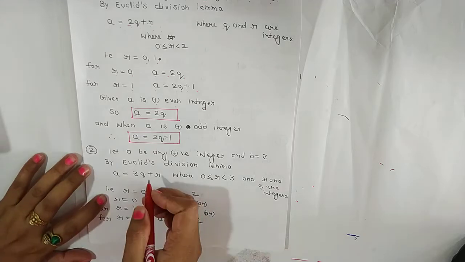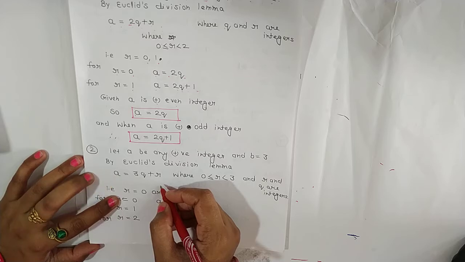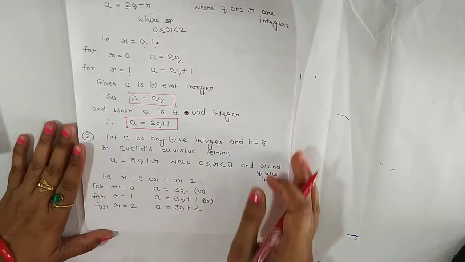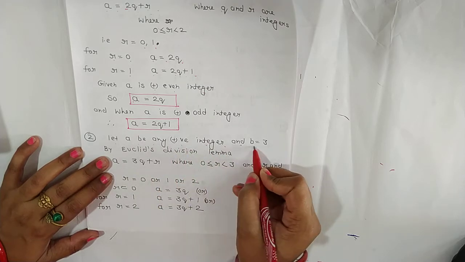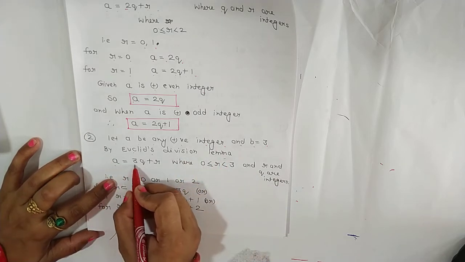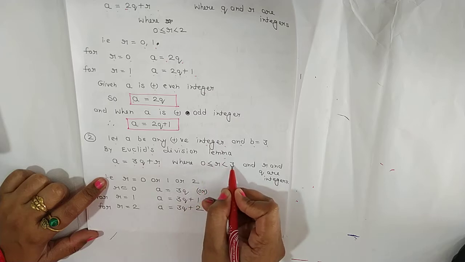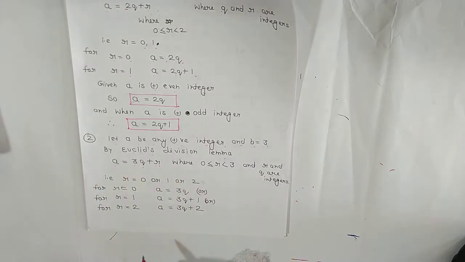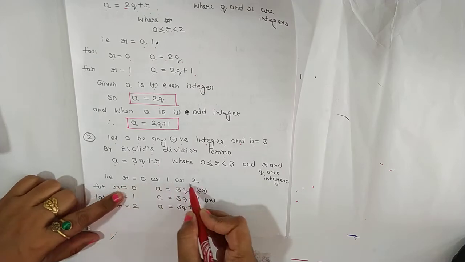Show that any positive integer is of the form 3q or 3q plus 1 or 3q plus 2 for some integer q. Same as before, first we have to let a be any positive integer and b is equal to 3. Okay, so by Euclid's division lemma, a is equal to 3q plus r. For r, the condition is 0 or more than 0 but less than 3, and r and q are integers. It means r should be 0 or 1 or 2.